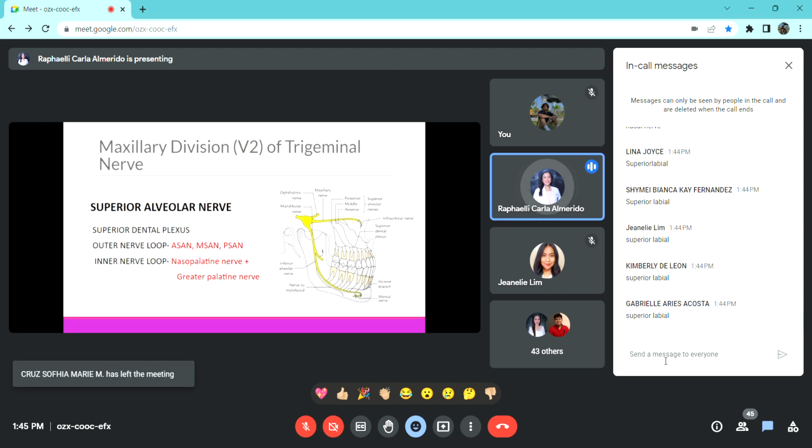Okay, I hope you can imagine kanina no, na we've discussed the greater palatine nerve. We said it innervates, in terms of the dentition, your posterior molars, as well as the soft tissues above the bony portions, and your nasopalatine area.